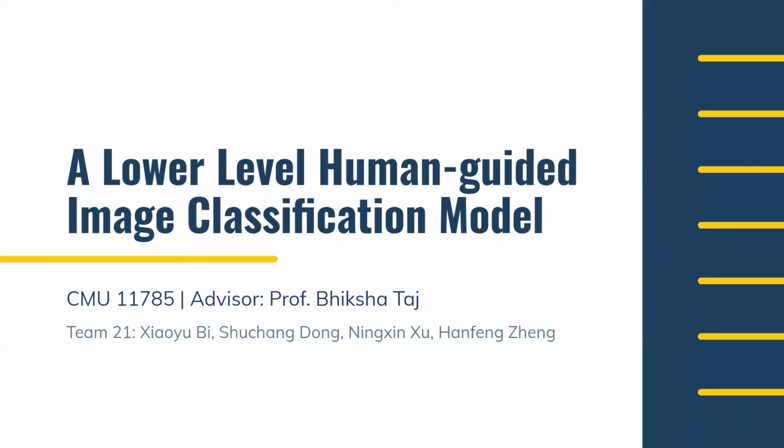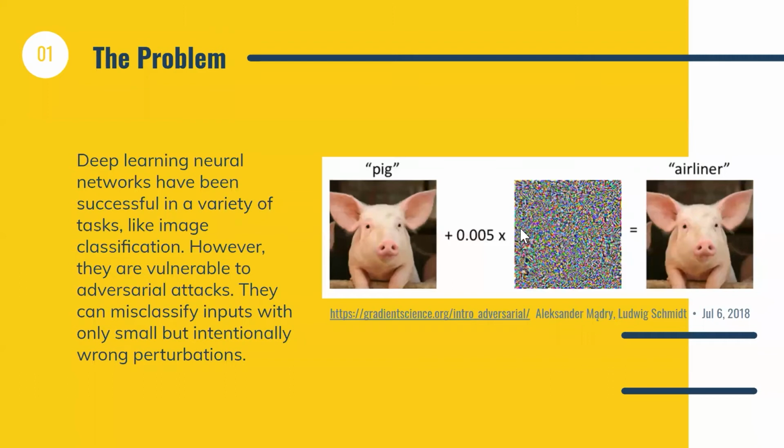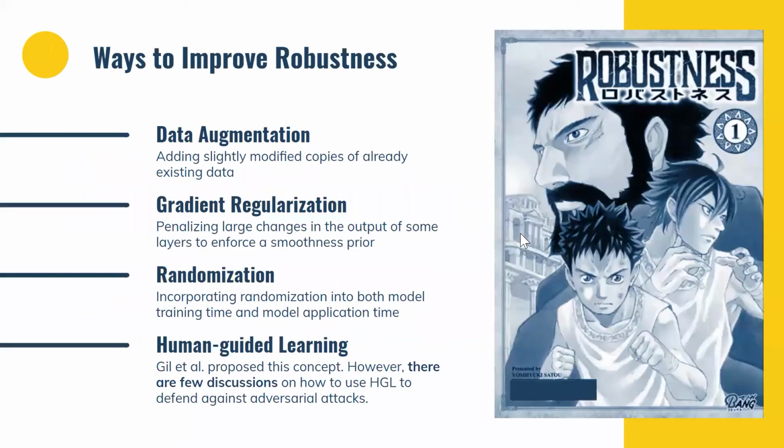Hi, we're Team 21. Our project is a lower-level human-guided image classification model. Deep learning neural networks have been proved successful in image classification tasks. However, they can be vulnerable to adversarial attacks. They can misclassify inputs with only small but intentional wrong perturbations. The picture on the right is a famous example.